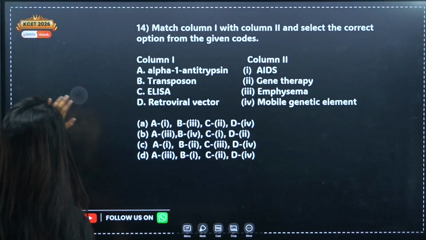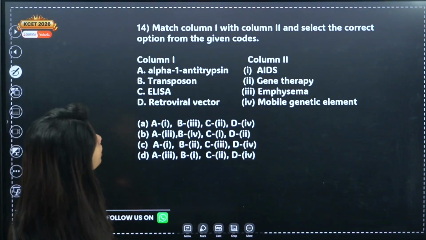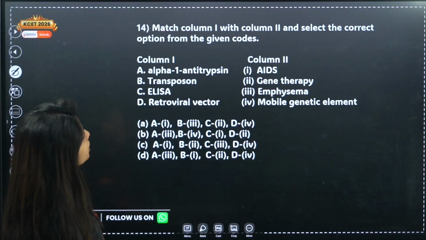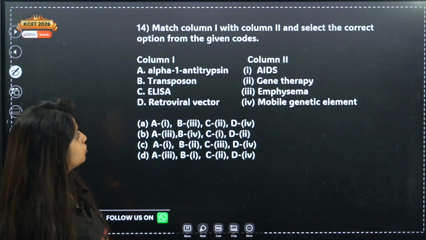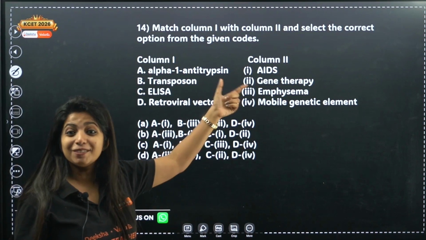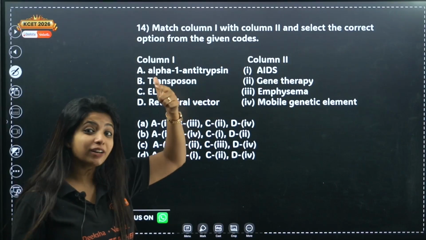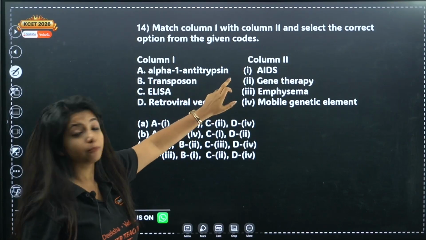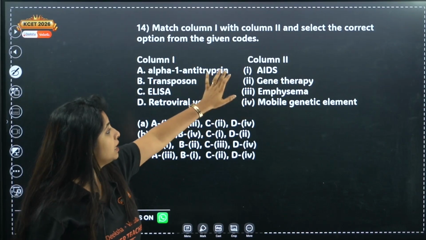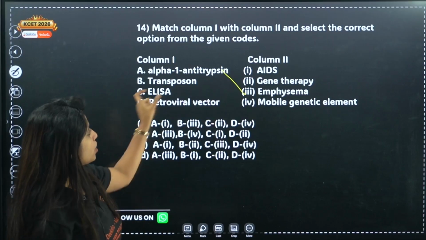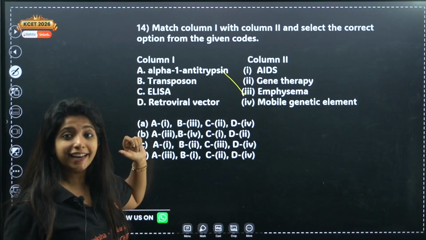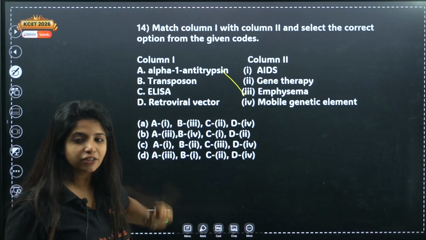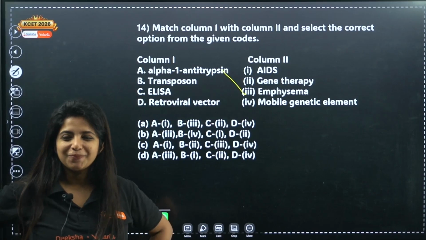Now question number 14. Match column 1 with column 2 and select the correct option from the following given codes. Alpha-1 antitrypsin is a biological product produced by transgenic animals. It is for treating emphysema. Now, transposon, ma'am, I do not know. Let's go with ELISA. What is ELISA, my dear children? Do you have any idea?